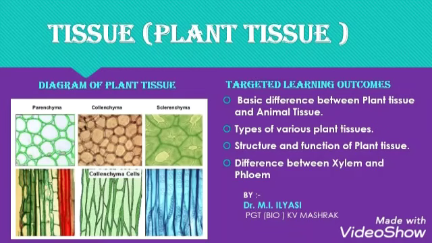Now, discussion about the complex permanent tissues. Complex permanent tissue comprises the conducting tissues called xylem and phloem. Xylem is useful in transport of water and soluble substances. Xylem consists of tracheids, vessels, fibers, and parenchyma. Transport of minerals and water is unidirectional in xylem.